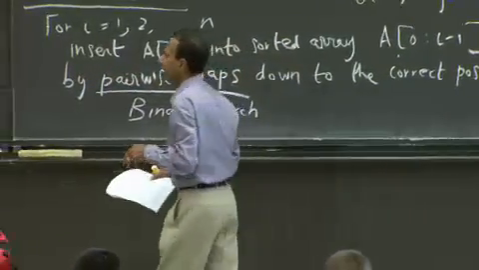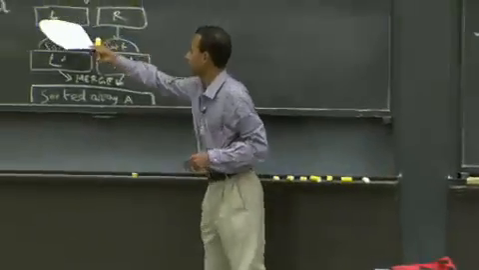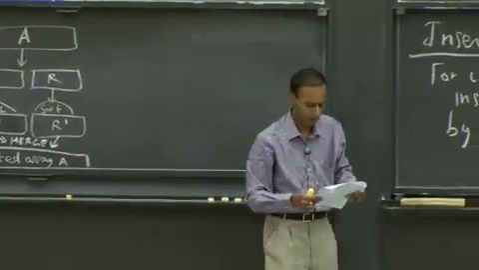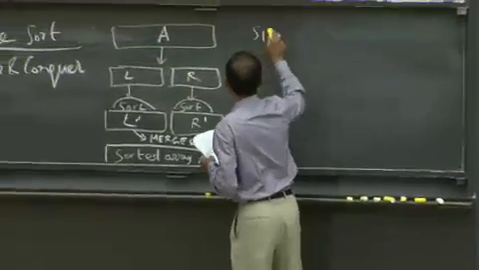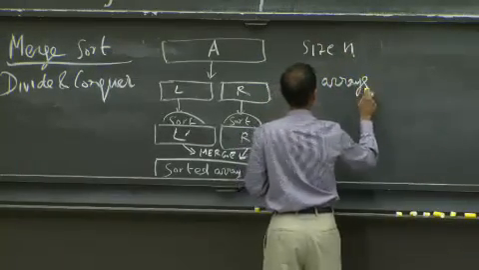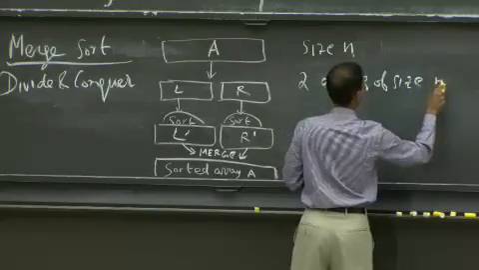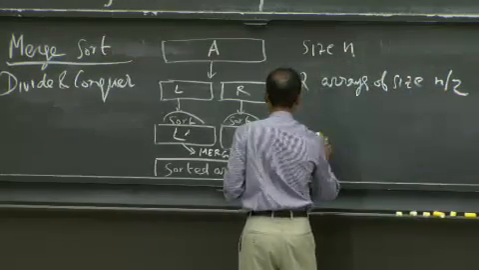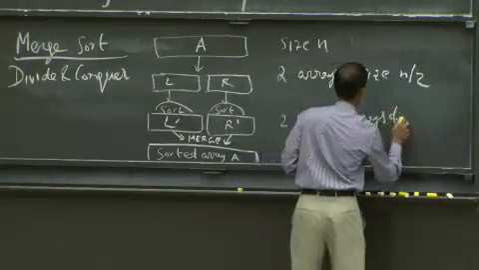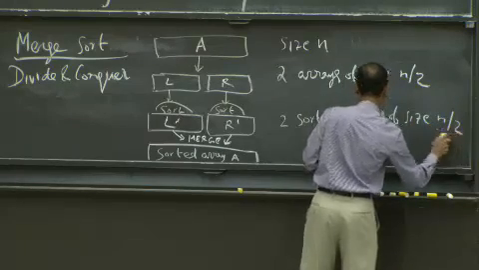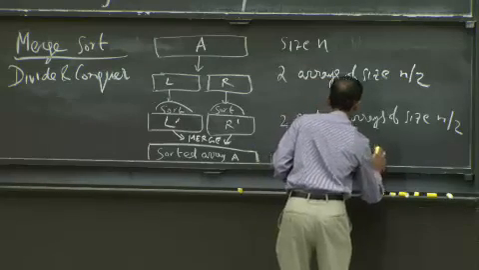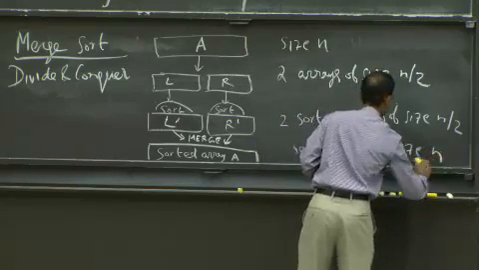So at the top level, what you see is split into two and do a merge and get to the sorted array. The input is of size n. You have two arrays of size n over 2. These are two sorted arrays of size n over 2. And then finally, you have a sorted array of size n.